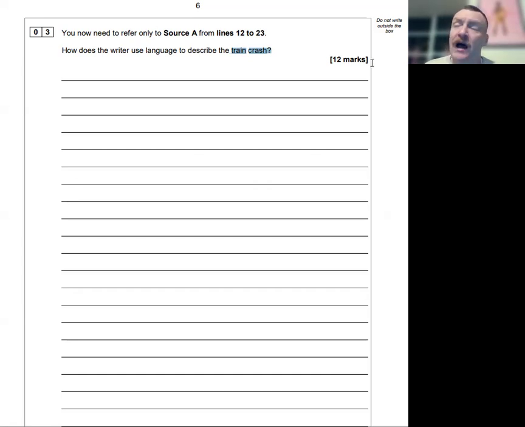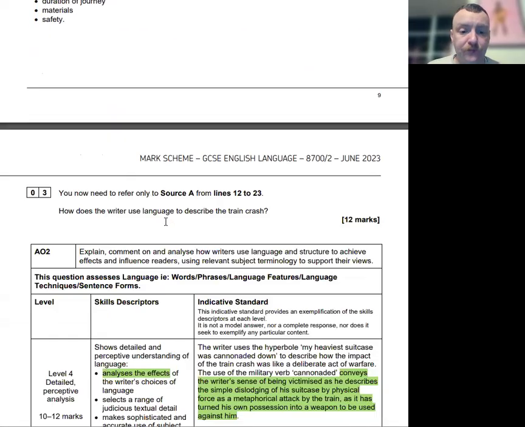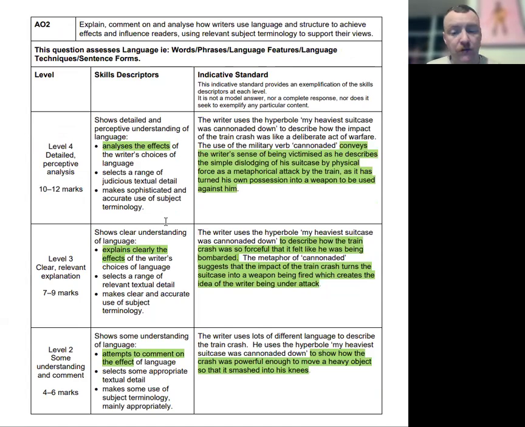It's a 12-mark question. I would say 15 minutes maximum, a minimum of 3 paragraphs, ideally 4. And all we're doing again is focusing on source A just from lines 12 to 23. So what I will do again is look at the mark scheme for the best of what AQA have gathered together. It's AO2, the assessment objective 2, which is explain, comment on, and analyze how writers use language and structure to achieve effects and influence readers. So influencing readers, what is it making us think and feel? But with AO2, for this question, we are only focusing on language. We're not interested in structure for this one.